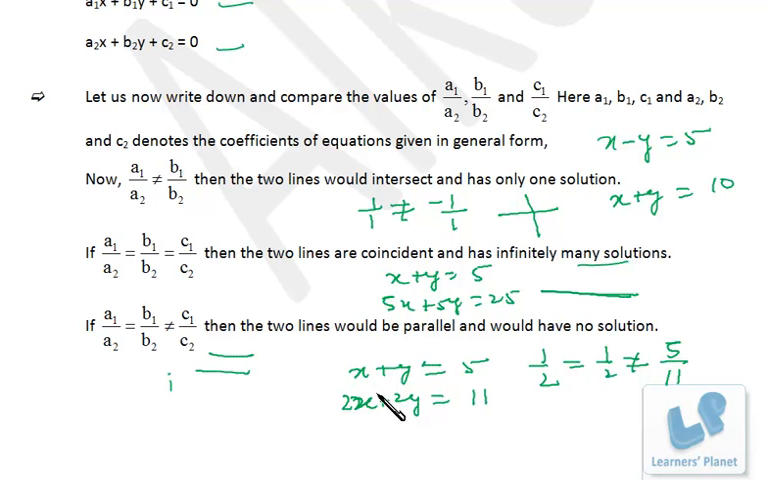Okay, so you should be clear about the three important points over here. This system of equations is inconsistent, right? This system is consistent and this is inconsistent. I hope you are clear.